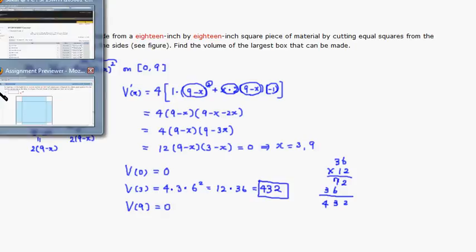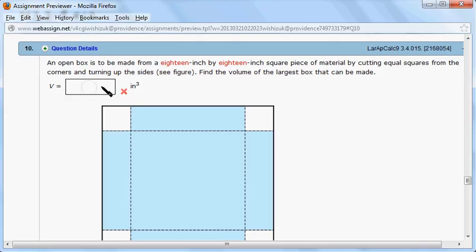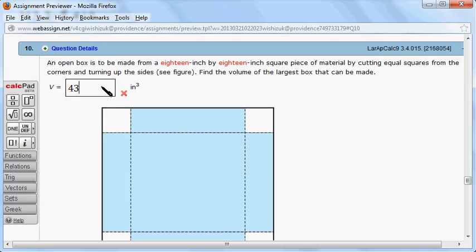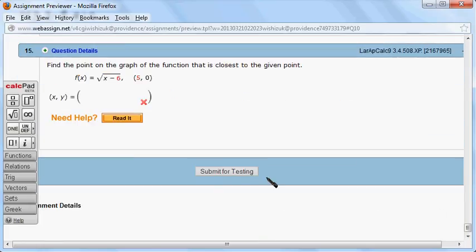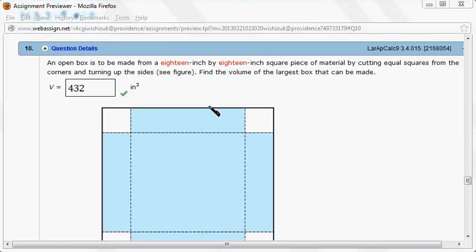Let's type it in. 432. Let's check the answer. All right, it came back, and it looks like we got this correctly. All right, that's it. I hope that this was clear.